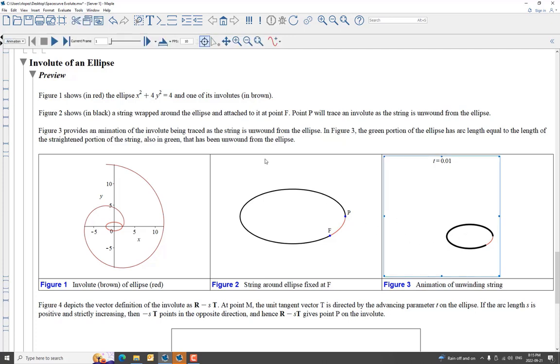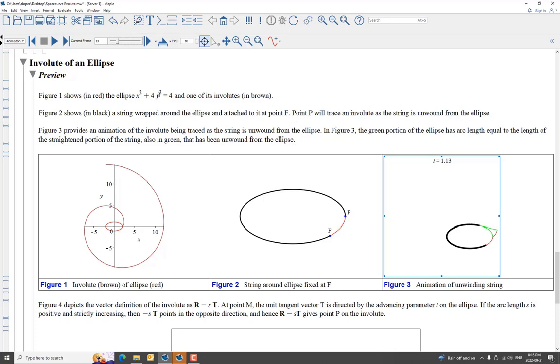So here's an animation that shows what happens. Okay? In green, you see the unwound portion of the string. It's tangential because it's being pulled taut. It's tracing out this involute right here. And the amount of string that you see in the straight line came from the ellipse. So the arc length on the ellipse portion in green equals the length of the string that's pulled out.